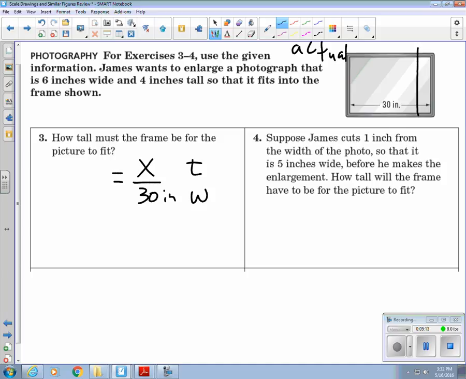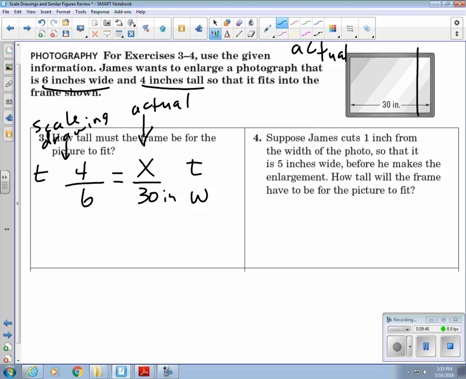I'm setting up a proportion to solve this. All right, now this is the actual side over here. This is actual. And on the left side, we're going to have the scale. In this case, we'll call it a scale drawing, since it's a picture or a photograph. Now, the photograph is 6 inches wide and 4 inches tall. So I'm going to make my ratio from that. And tall is up top, so 4 inches goes up top. That's tall. And 6 inches goes on the bottom because that's wide.